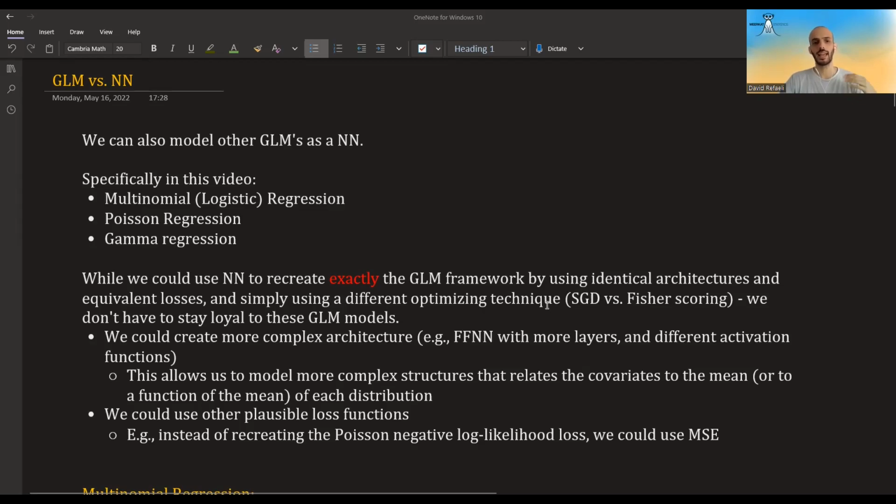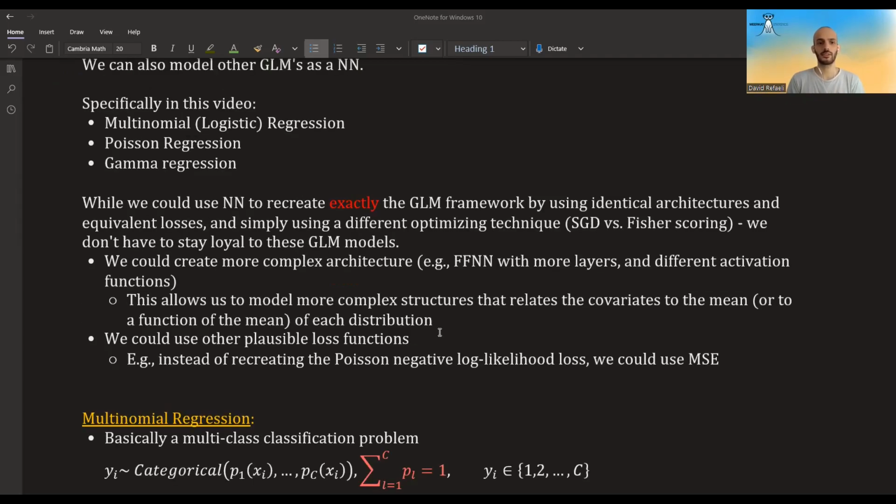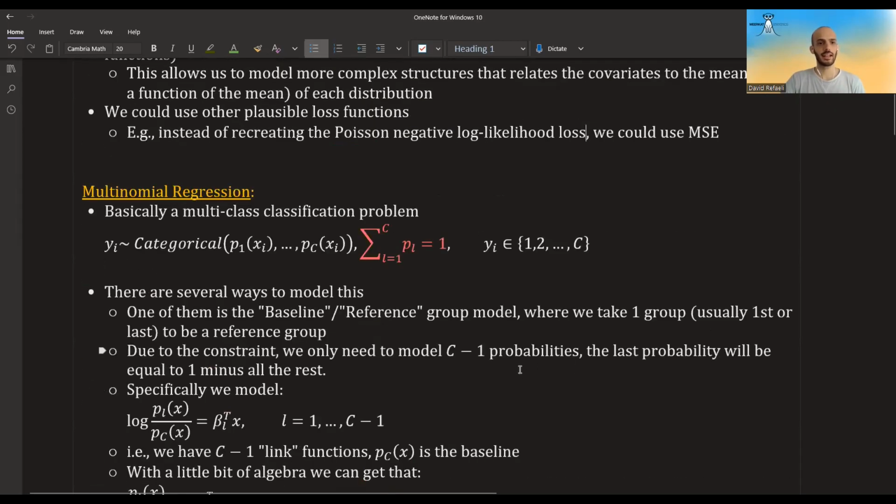But we don't really have to stay loyal to the GLM models. We could use more complex models. We could use architectures that are more complex, not just one linear layer and then some activation function. Maybe we want to have several layers. And also, we don't have to restrict ourselves to the negative log likelihood loss. We can just use any plausible loss function. For example, in the Poisson regression, we could use MSE. Okay, so let's just dive in and start.